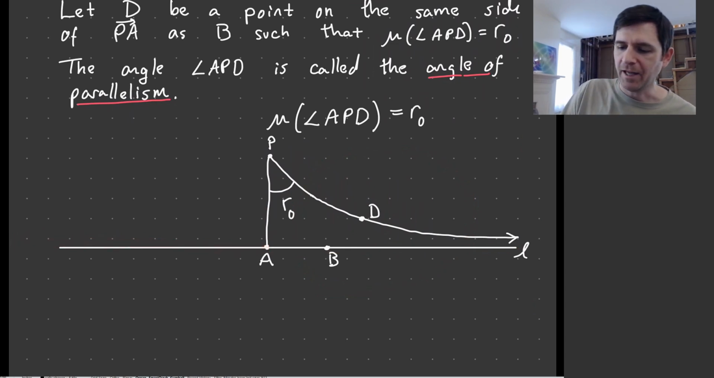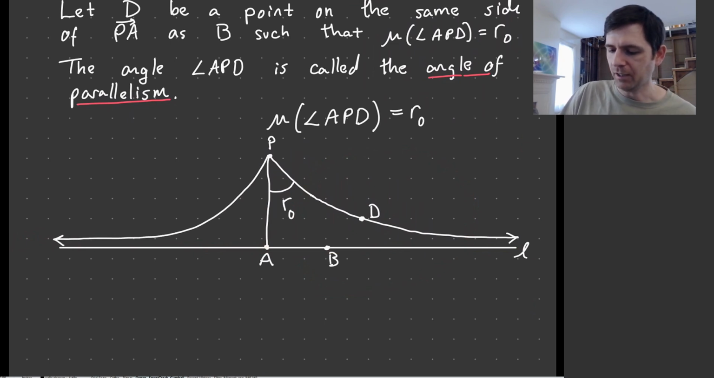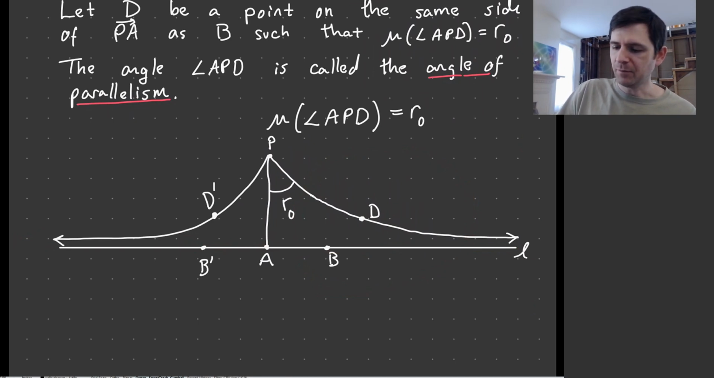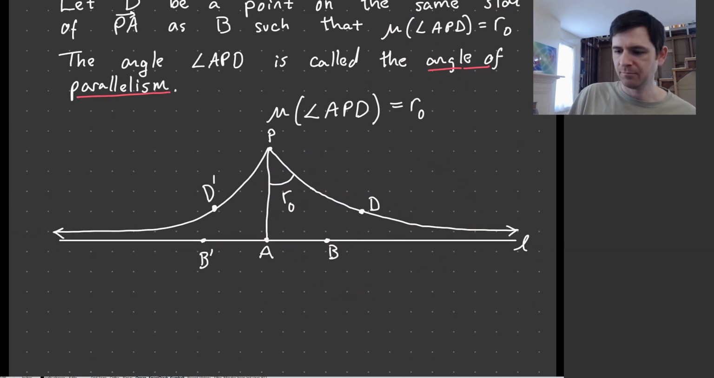So we're going to have another angle in this direction. So I could have chosen B to be on this side. I'll call it B prime here to distinguish it from B. But I could have just as easily chosen B to be on this side, and that would have given me some D prime here, and it would have given me some angle here. So really, there are two angles of parallelism.